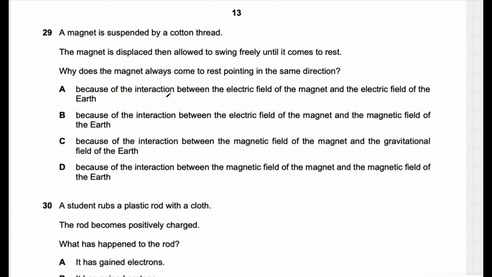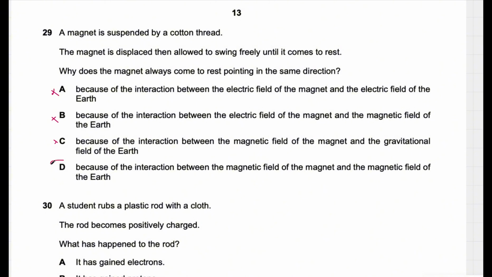A, because of the interaction between the electric field of the magnet and the electric field of the earth. No. Because of the interaction between electric field of the magnet and magnetic field of the earth. No. Because of the interaction between magnetic field of the magnet and gravitational field of the earth. No. Because of the interaction between magnetic field of the magnet and magnetic field of the earth.